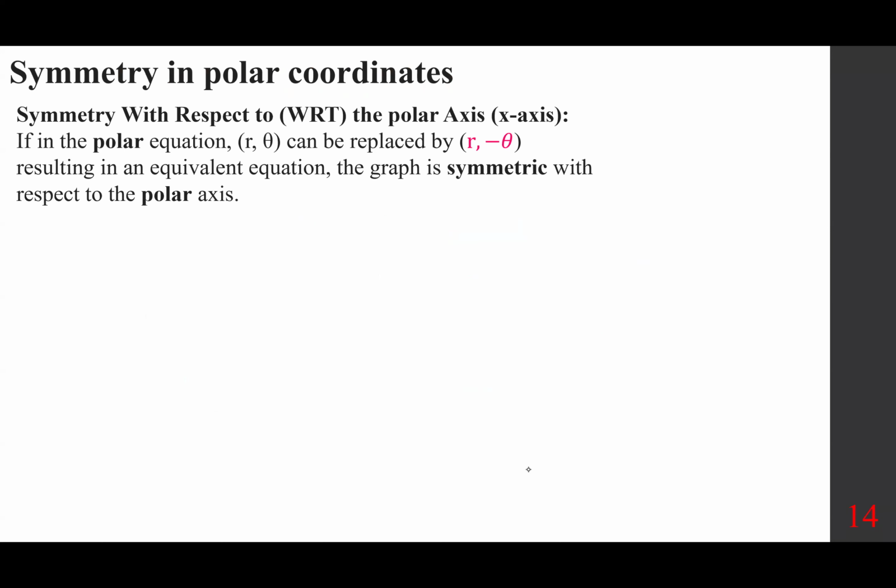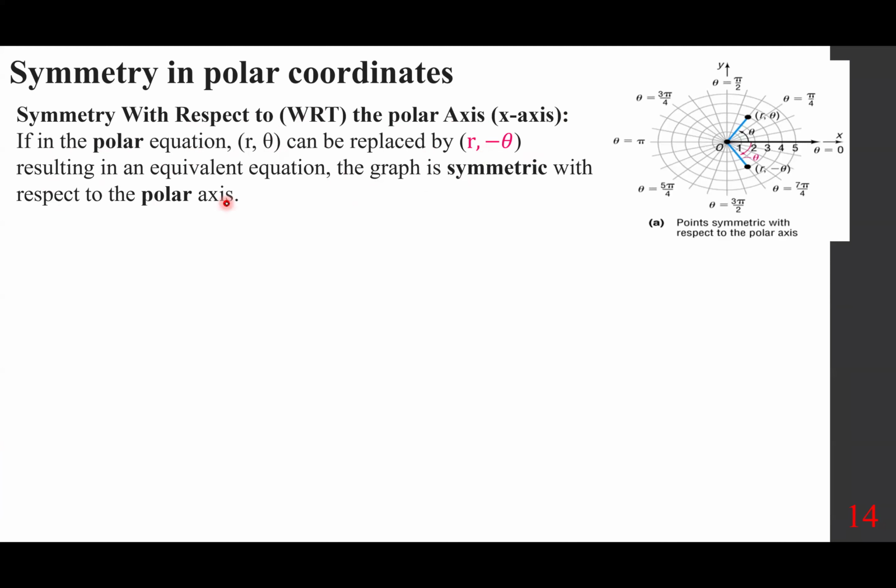All right, let's discuss symmetry as we have seen it in the rectangular coordinate system. The same thing here, symmetry. Symmetry with respect to the polar axis, the x-axis. If in the polar equation (r, theta) can be replaced by (r, negative theta), resulting in an equivalent equation, the graph is symmetric with respect to the polar axis. So take a look at this graph. This is theta, this is minus theta, (r, theta), (r, minus theta).